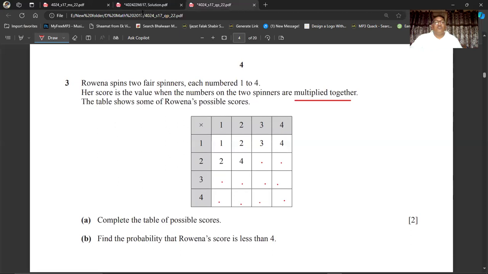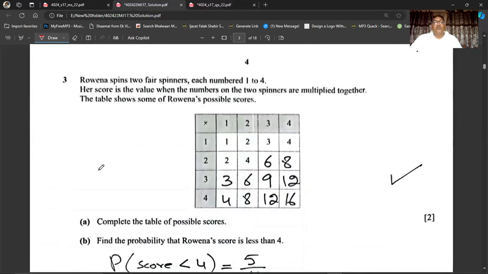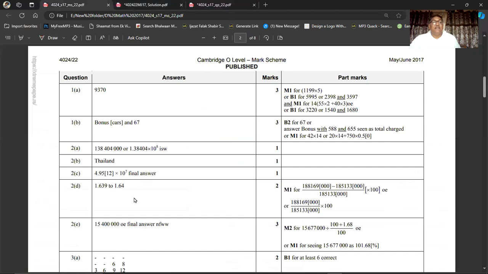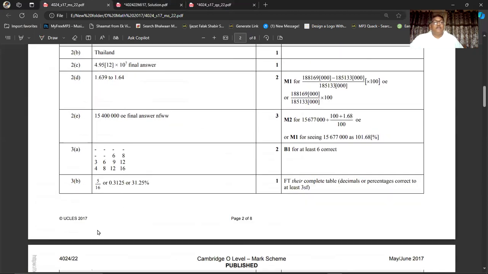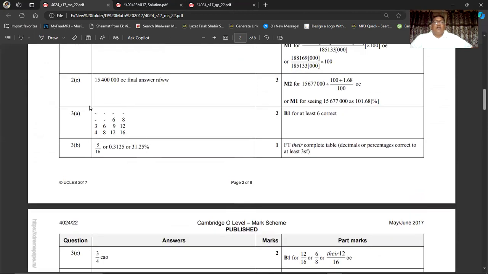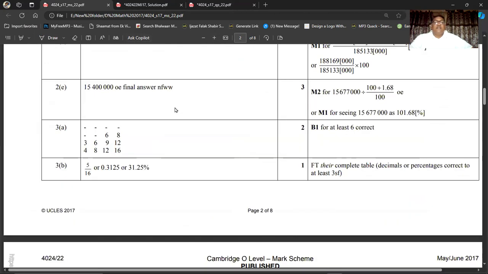The first question is to complete the table. So let me show you. You can see, I hope you understand how I have done the first part. 6, 8, 3, 6, 9, 12, 4, 8, 12, 16. So this is, you can see, I hope you can see this, and our answer is basically right.